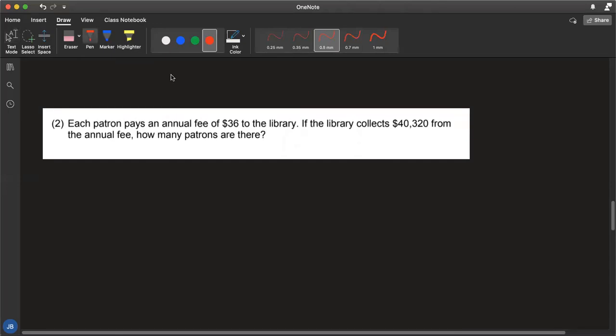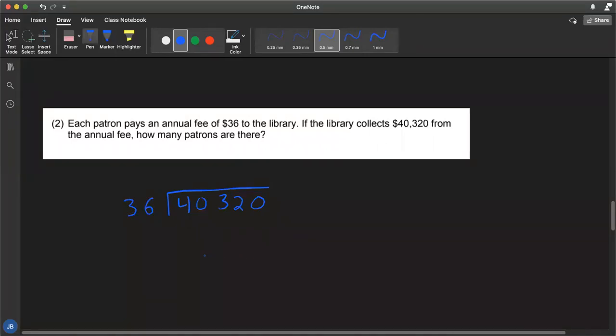So it says each patron pays an annual fee of $36 to the library. If the library collects $40,320 from the annual fee, how many patrons are there? And so how do you want to do this problem? So I want to do 40,320 divided by $36. Perfect. Divided by 36.